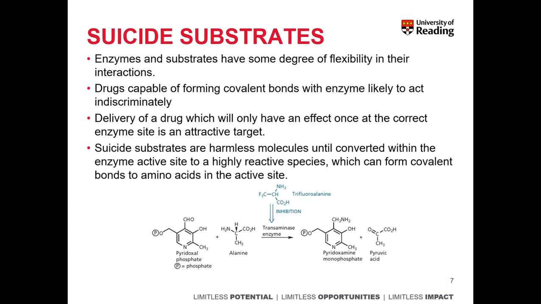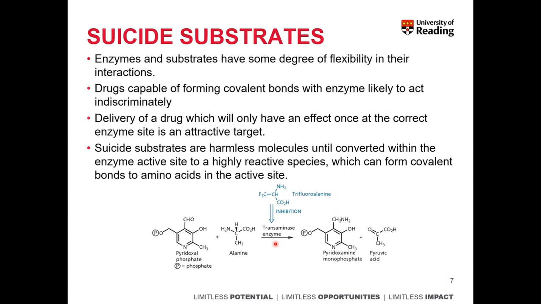Now here is an example, and you don't need to memorize this example. On the left we have pyridoxal phosphate, which can react with alanine. Now this reaction is catalyzed by the transaminase enzyme, and it will produce pyridoxamine monophosphate and pyruvic acid. But we can inhibit this by a suicide substrate called trifluoroalanine.